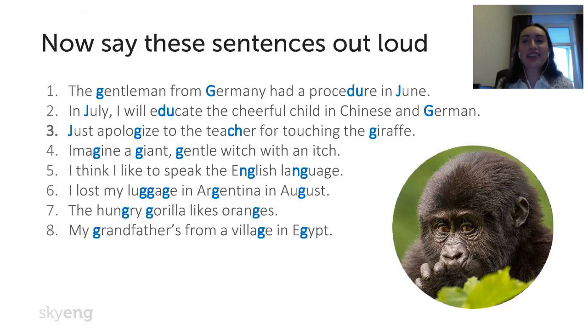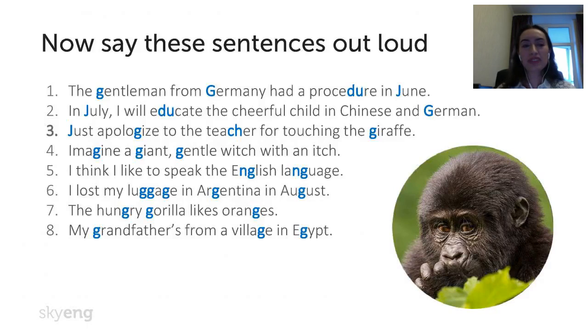I'm so sorry, I can repeat that. The gentleman from Germany had a procedure in June. In July, I will educate the cheerful child in Chinese and German. Better? Just apologize to the teacher for touching the giraffe. Imagine a giant, gentle witch with an itch. I think I like to speak the English language. I lost my luggage in Argentina in August. The hungry gorilla likes oranges. My grandfather's from a village in Egypt. Thank you. Let's move on. Too fast, I'm sorry. I was trying to be slow.